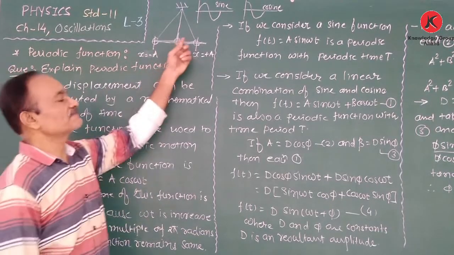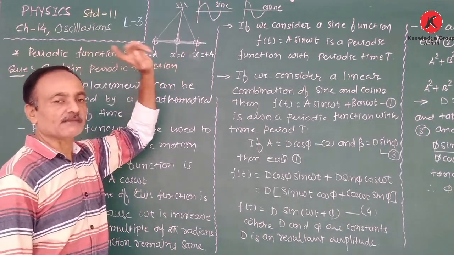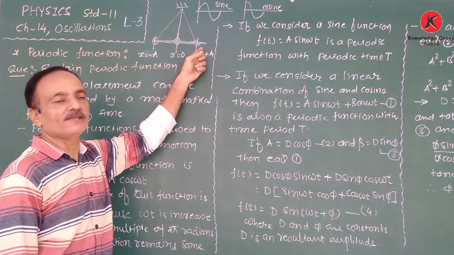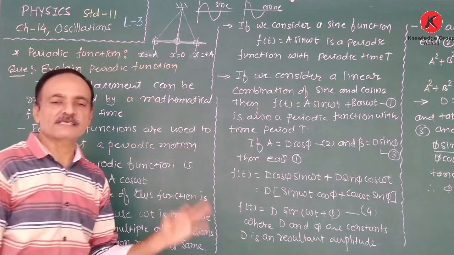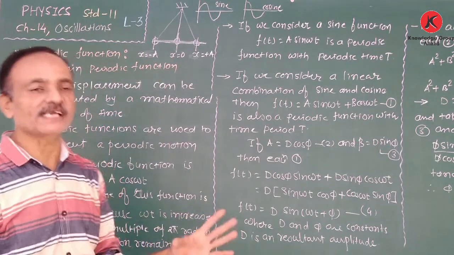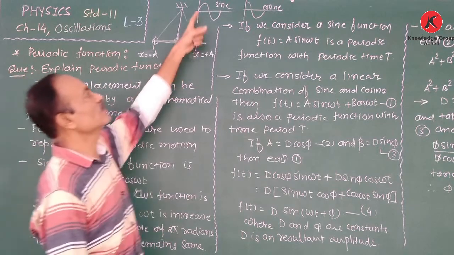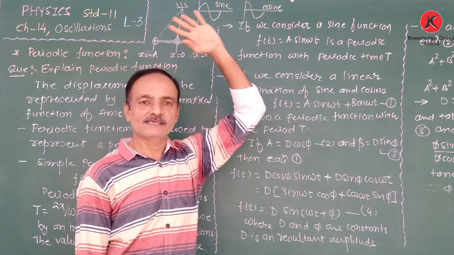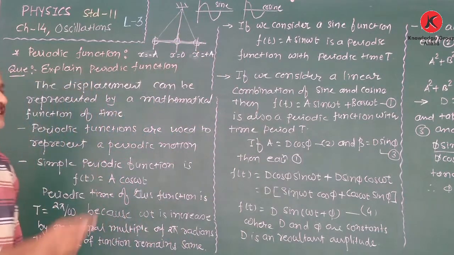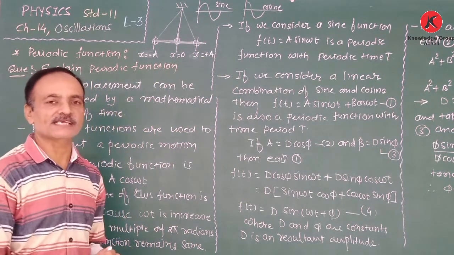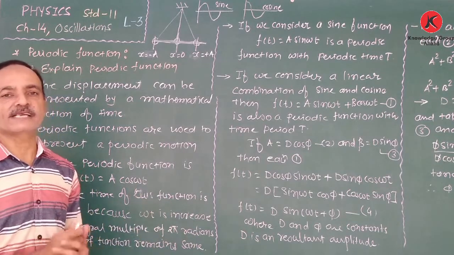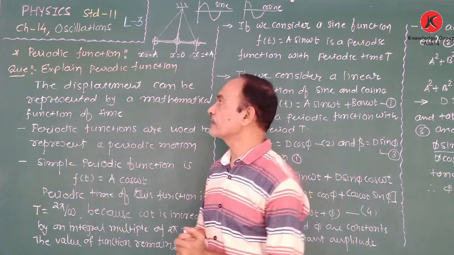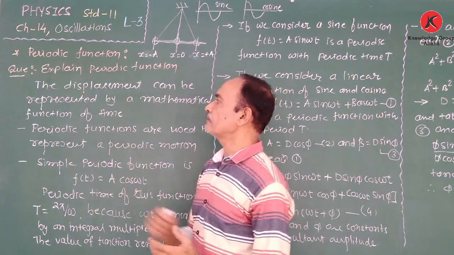So here the displacement also changes with time. At some instant the displacement is 0, at some instant it has a maximum positive value, and at some instant the displacement of a simple harmonic oscillator is negative. Therefore 0, maximum, again 0, again minimum, this way. Due to that reason, the displacement of a simple harmonic oscillator is mathematically represented by a periodic function. For that purpose, today we are going to discuss the periodic function.